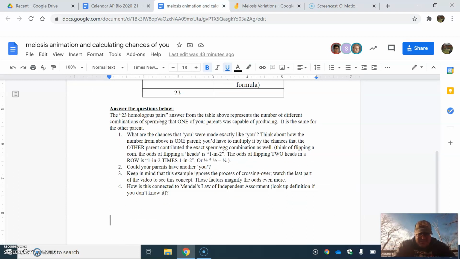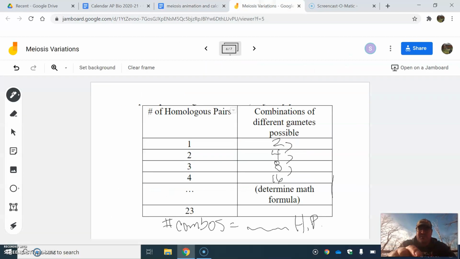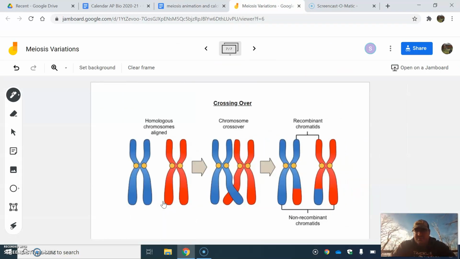And then it talks about here, keep in mind on step number 3 here, keep in mind that this example ignores the process of crossing over. So I just want to briefly touch on crossing over. Crossing over makes this even more complicated because when those chromosomes align, when those homologous pairs align during prophase and metaphase, the legs of the chromatids cross over, and the areas that cross over can swap with each other. And that's a crazy concept because what they do then is mix and match their own dad's and mom's DNA that they got in the first place, and then they're going to pass down something different.